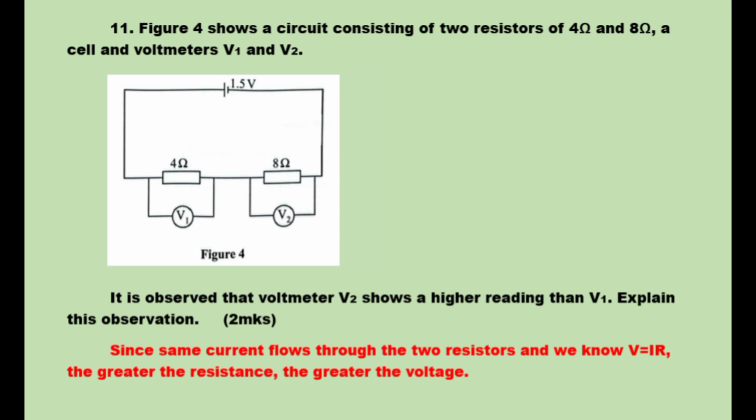We know voltage is current times resistance, V equals IR. But because current is equal, we are considering the resistance. Because R2 is greater than R1, voltage V2 will be greater than V1. In other words, since the same current flows through the two resistors, and V equals IR, the greater the resistance, the greater the voltage.